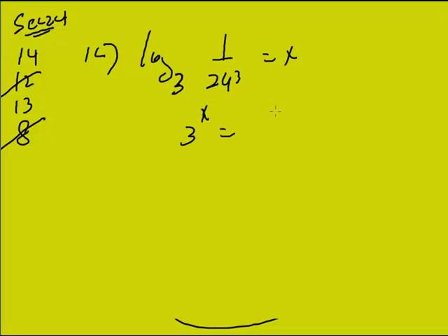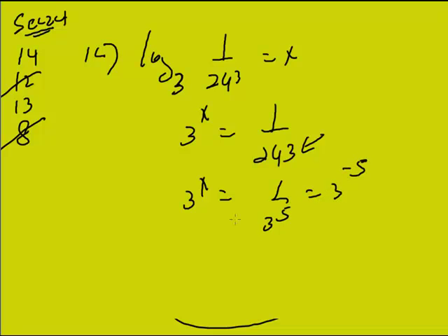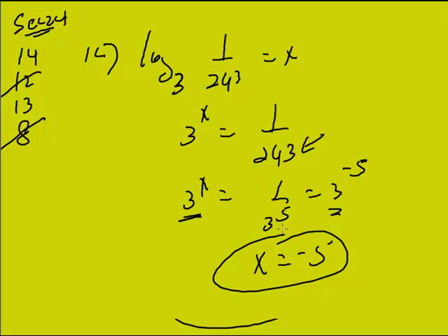Alright, 12. Here we go. Log base 3 of 1 over 243 is equal to x. You have to write this in exponential form. In exponential form, this is 3 to the power x is equal to 1 over 243. 3 raised to what power is going to give me 243? 5. So 3 to the x is equal to 1 over 3 to the 5, and then I can flip this, that's going to give me 3 to the negative 5. Bases match up, so x has to equal negative 5. Alright, moving on to number 13.